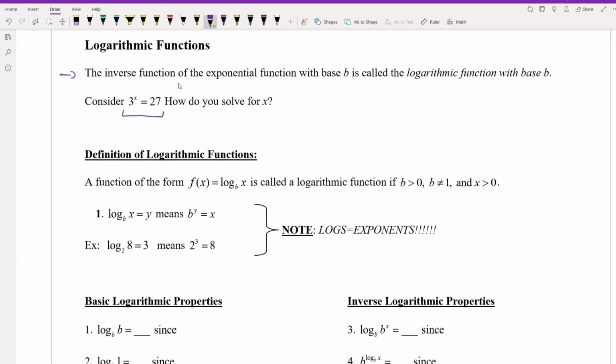Definition of logarithmic functions. A function of the form f(x) = log_b x is called a logarithmic function if b is greater than 0, b is not equal to 1, and x is greater than 0. So log_b x is equal to y means here we have b, that is the base. B to the power y is equal to x. Example, log_2 8 equal to 3, here base is 2. So we have 2 cubed, that is equal to 8.